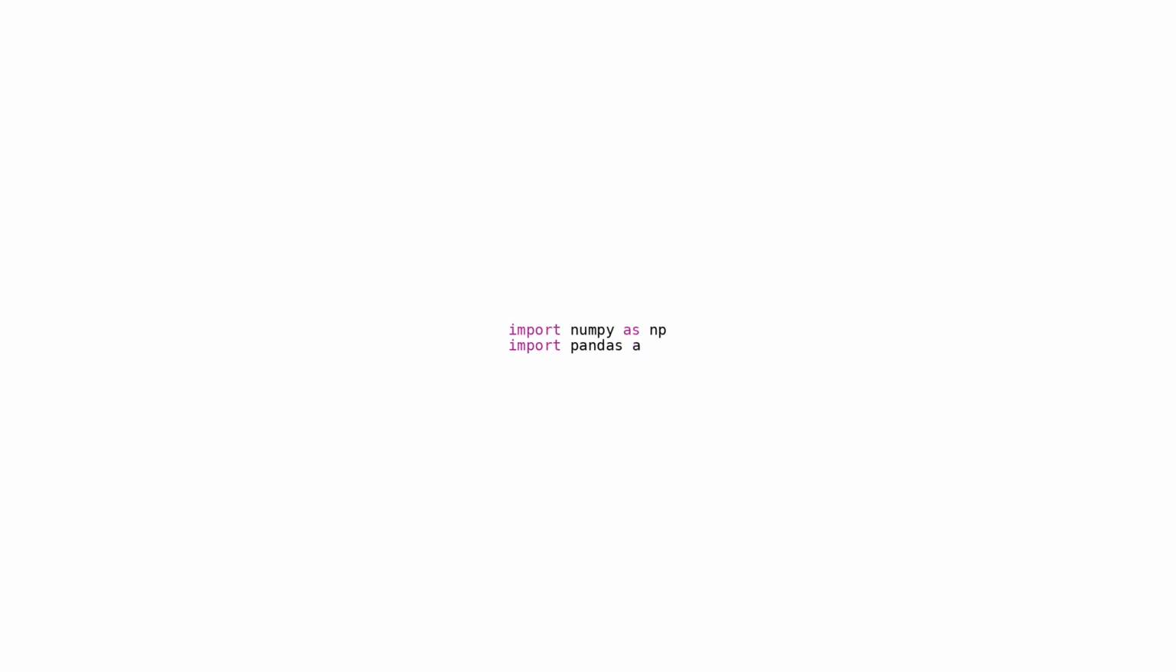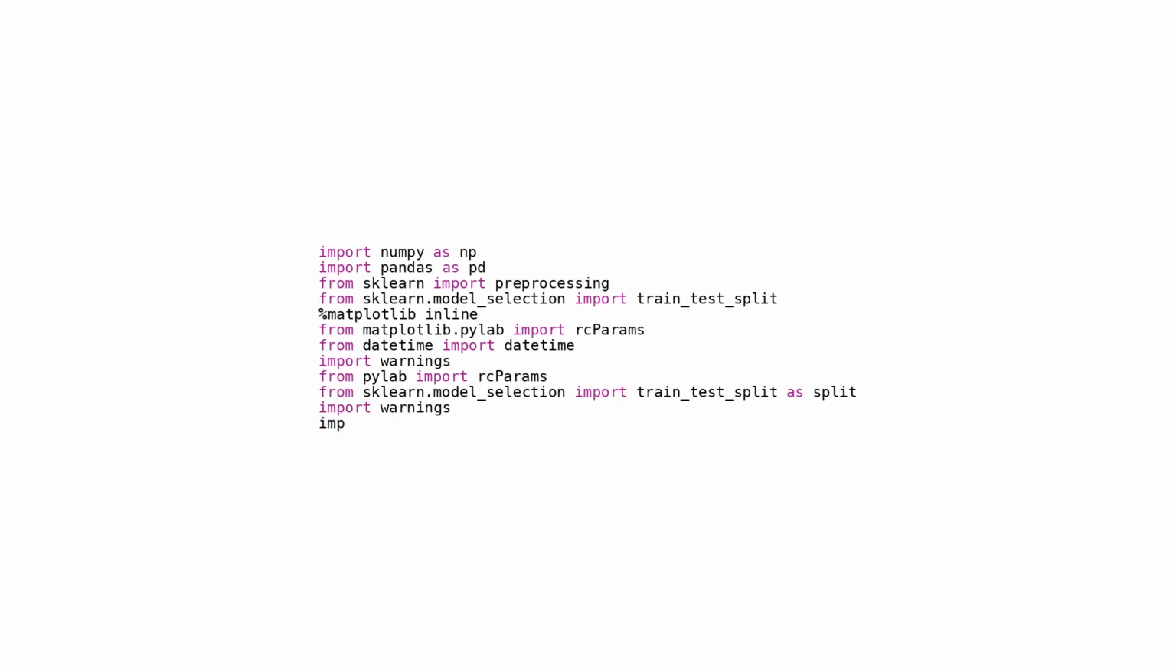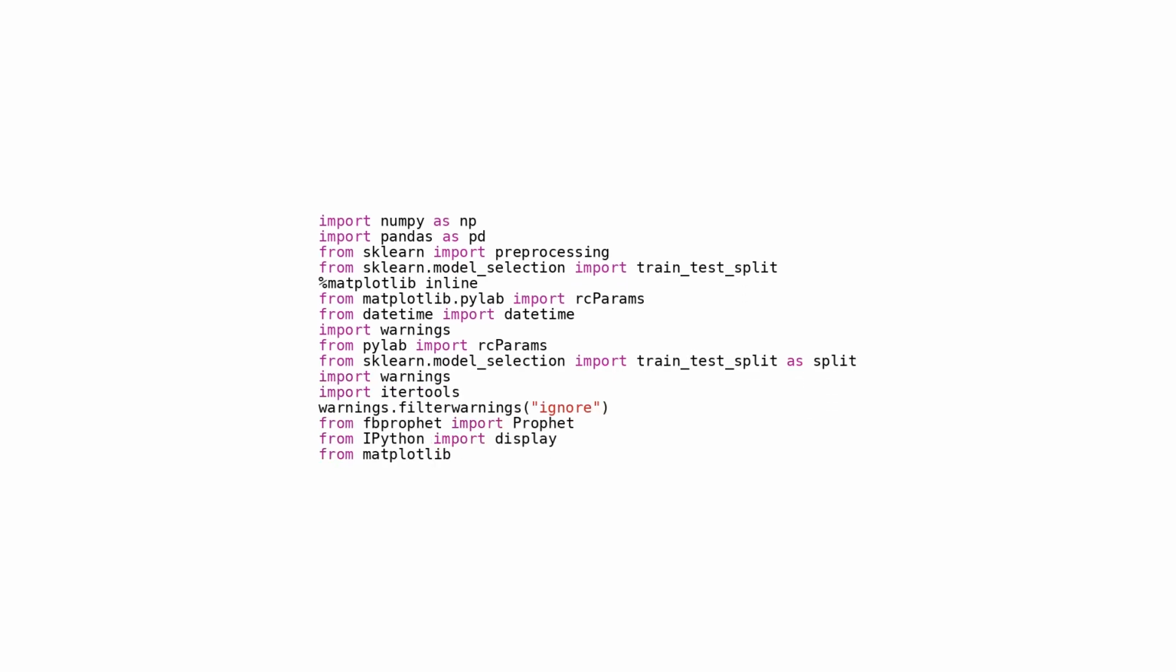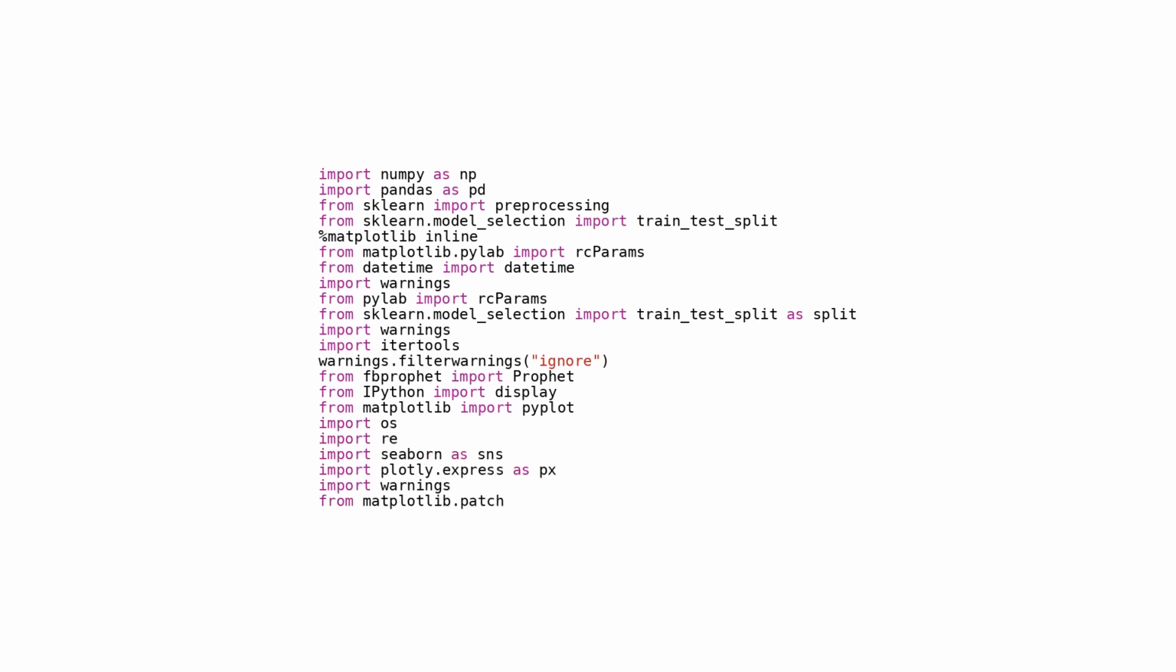This Python code prepares an environment for a data analysis and machine learning project by importing various libraries and modules. The imports are summarized as follows: NumPy for numerical computing, Pandas for data manipulation and analysis, Sklearn for preprocessing and model selection, Matplotlib for plotting, DateTime for working with dates and times, and Seaborn and Plotly for visualization. It also configures the display and warning systems for a Jupyter Notebook environment.